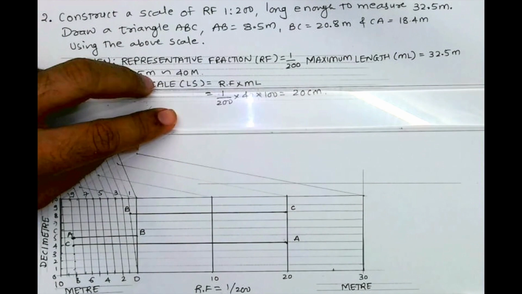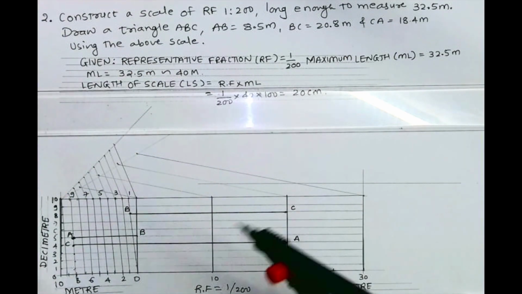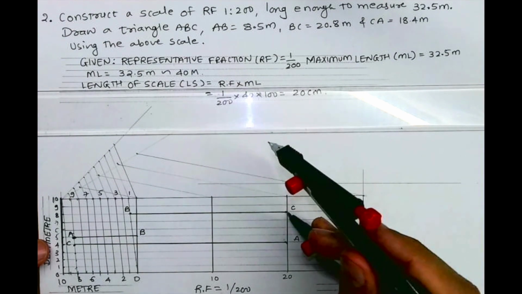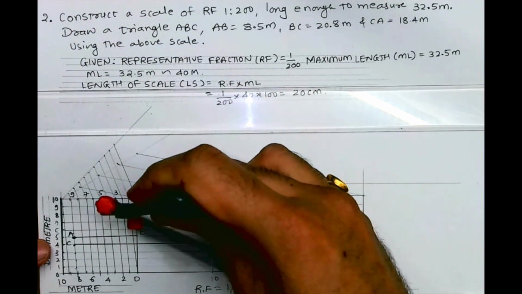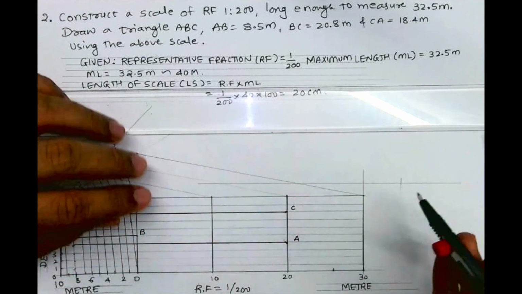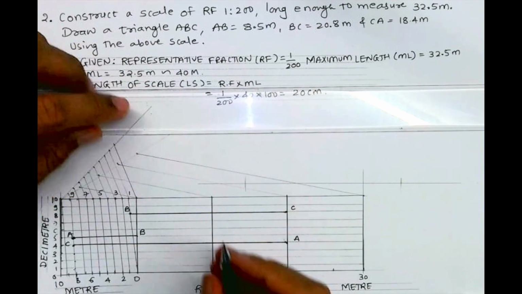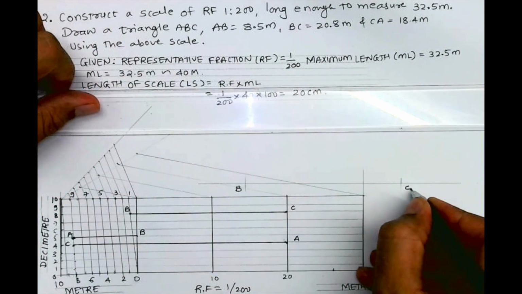Now when you draw the horizontal line, I have made a mistake. Instead, CA should be shorter, that I will correct. First you will take B to C and you cut on it. This is B, this is C.